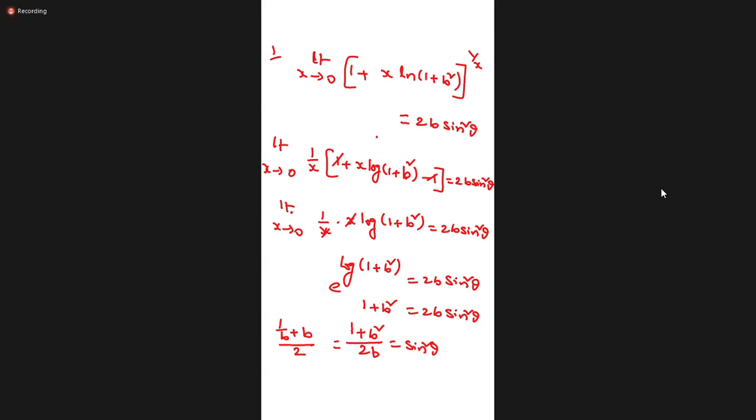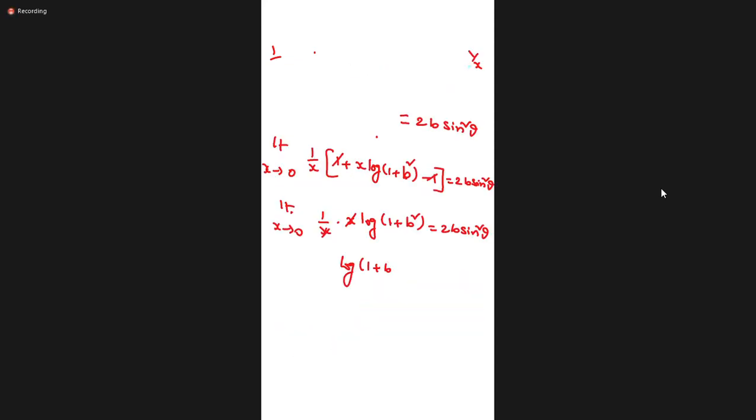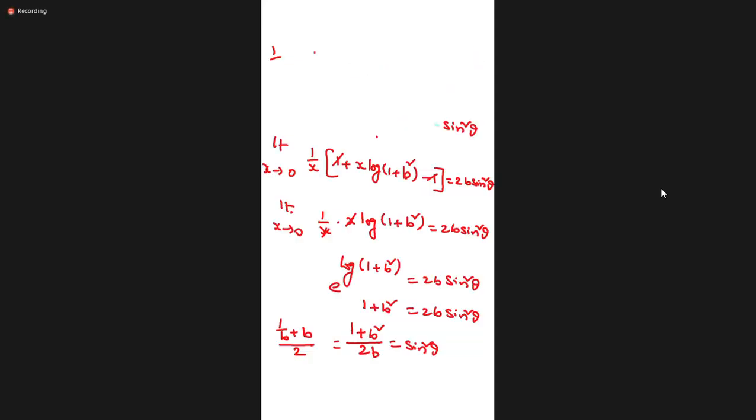This is an AM. You know one concept called AM greater than or equal to GM. So (b plus 1 by b) by 2 is AM, (a plus b) by 2, greater than or equal to GM, b into 1 by b is equal to 1 you will get. So here we cannot use greater than symbol because sin theta cannot be greater than 1. So we have to take is equal to 1 only.